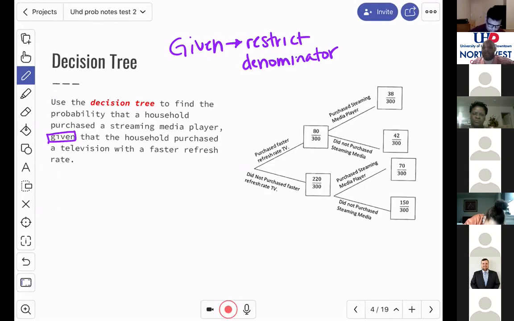So the denominator at the bottom is going to be restricted to something, which means I'm no longer looking at the entire 300 people. I no longer care about all 300 people. Just like when I did male given glasses, right? Or glasses given male. When I said glasses given male, I restricted the denominator to just the males. So again, if I label this tree, here is F, F prime, here's S, S prime, S, S prime. All right.